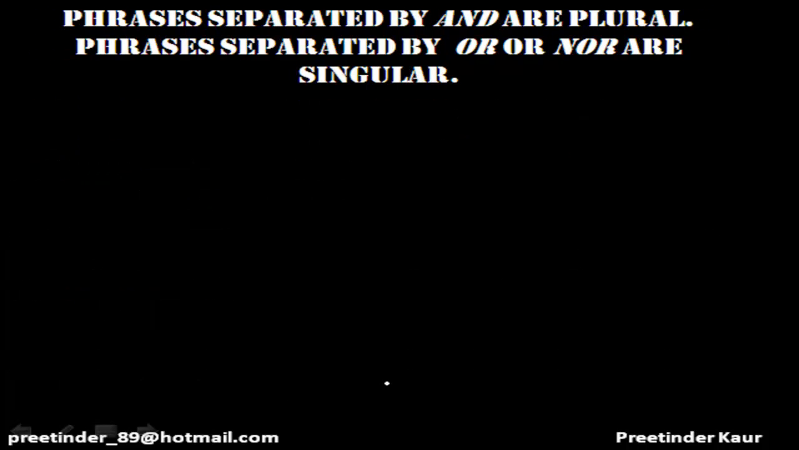Phrases separated by and are plural because of course and joins two different things. A and B are doing something, so and is for joining. But phrases separated by or nor are singular because we have to choose just one of them in case of or, so that makes it singular, and in case of nor there is nothing, so that is also singular.